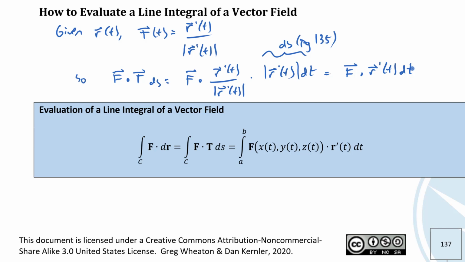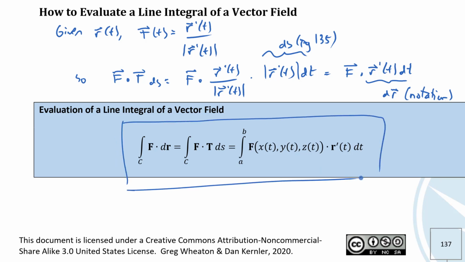And so what we'd want to do then is integrate those. That r prime of t dt is what we'll call dr, just for notation's sake. And so to evaluate a line integral on a vector field, we're going to use it for work in this example, but this is true for any line integral. You have F dot dr, which is the same as F dot the unit tangent vector ds, which is equivalent to integrating from a to b, where these are t values, of F of x of t, y of t, z of t, dot r prime of t dt. So it's typically the last form that we will use to actually do the integral.